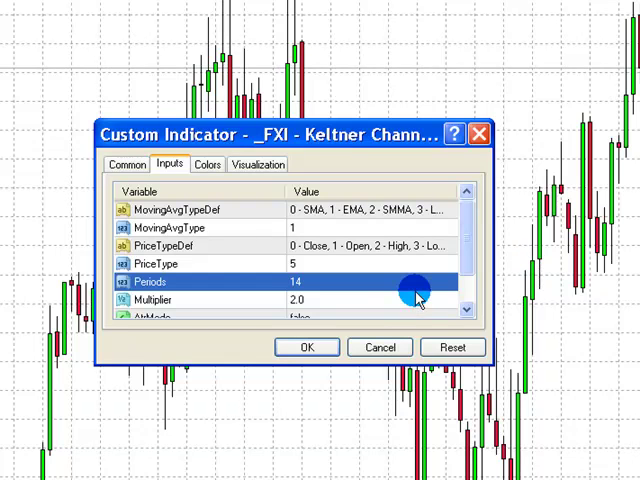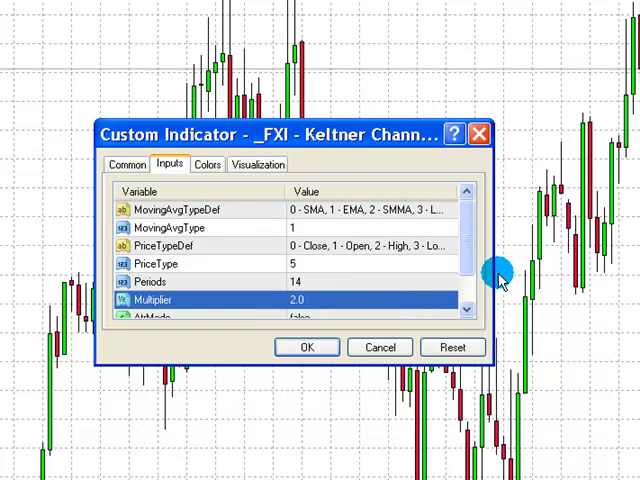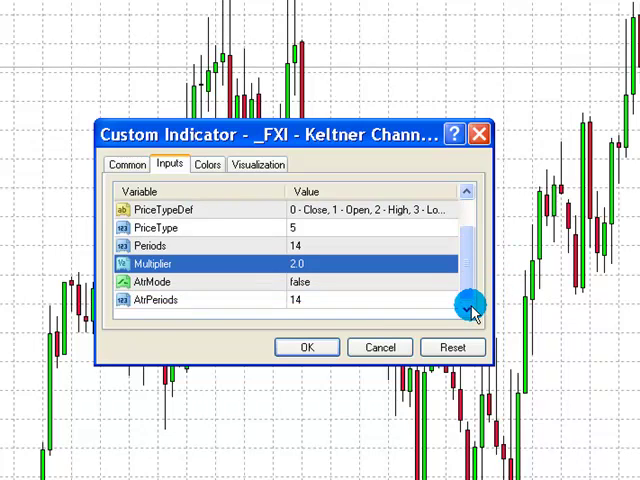We'll do 14. And multiplier is the number of multiples of the trading range that we will add and subtract from the midline in order to create the channel lines. We'll use twice the trading range above and twice the trading range below to create our channel lines here.